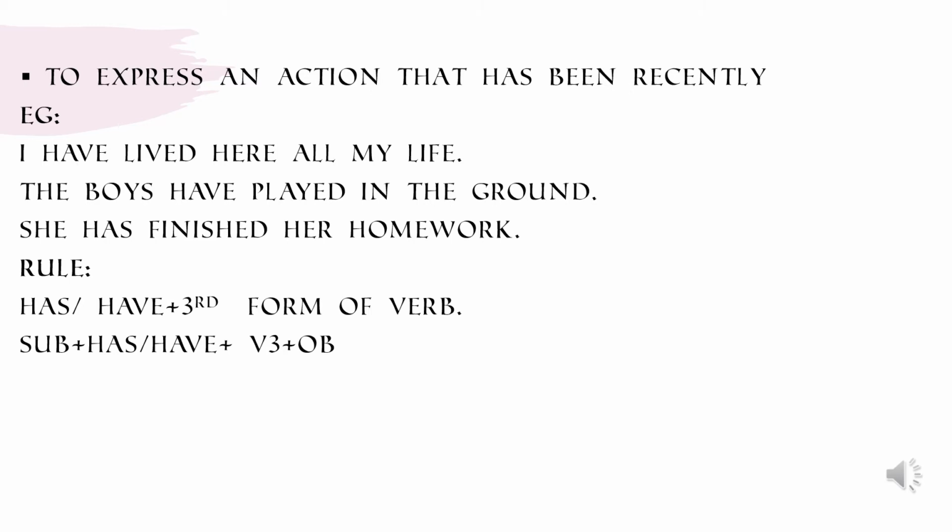Okay, like example, I have lived here all my life. Second, the boys have played in the ground. Third, she has finished her homework. Got it? Now come the rules. So rules: has or have plus third form of the verb. We should always remember has is used with the singular noun and have is used with the plural noun. Okay, so when we make a sentence, we should learn the rule: subject plus has or have plus verb third form plus object. Got it, children?